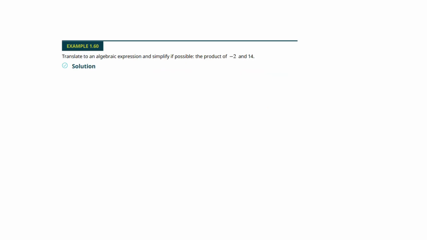All right, we've got some here now. We're going to use multiplication in these expressions. Product is multiplication, so it's the product of these two numbers, must mean I'm multiplying them. One's a positive, one's a negative, I get negative 28.